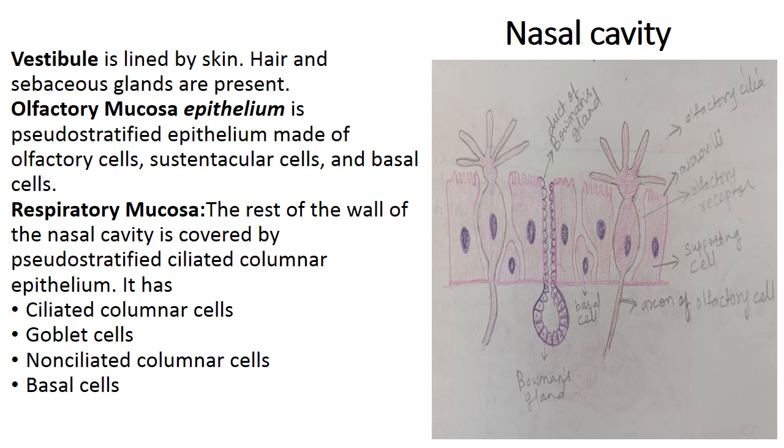Thus, in the histology of nasal cavity, there are three portions: vestibule, lined by skin, has hair and sebaceous glands; olfactory mucosa has olfactory epithelium involved in the special sense of smell, and the respiratory mucosa is the third portion where ciliated cells, goblet cells, non-ciliated columnar cells and basal cells are there. So in this diagram we can see the olfactory mucosa of the nasal cavity.